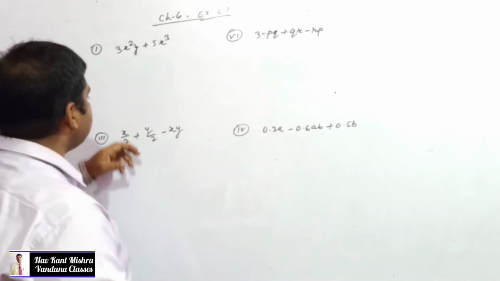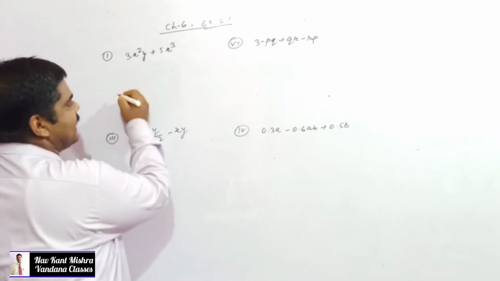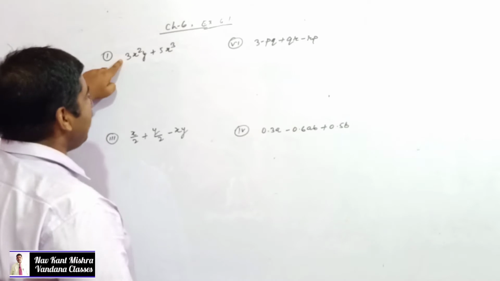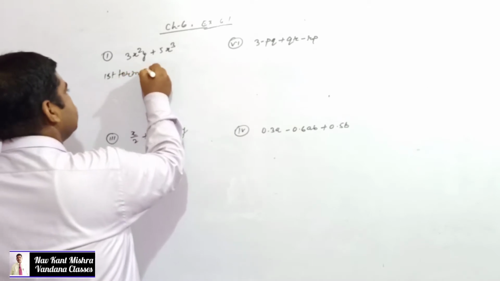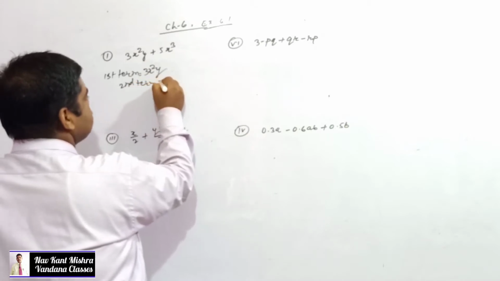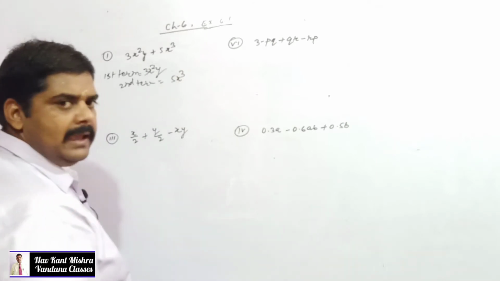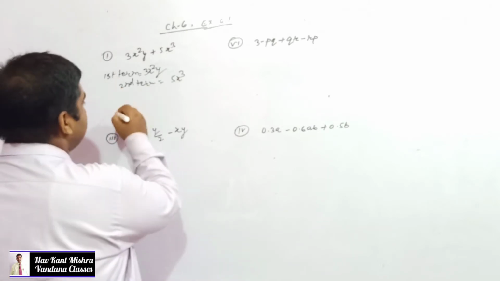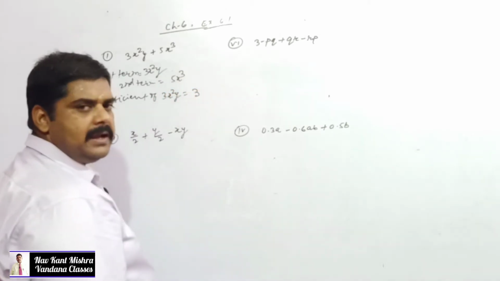And you know very well that 3x square y plus 5x cube actually has two terms, because there is a positive sign before 3x square y. So the first term you can write down is 3x square y, and the second term is 5x cube. And regarding the coefficient, it has been given in the question that we need the numerical coefficient. The numerical coefficient of 3x square y is actually 3, or you may write plus 3.